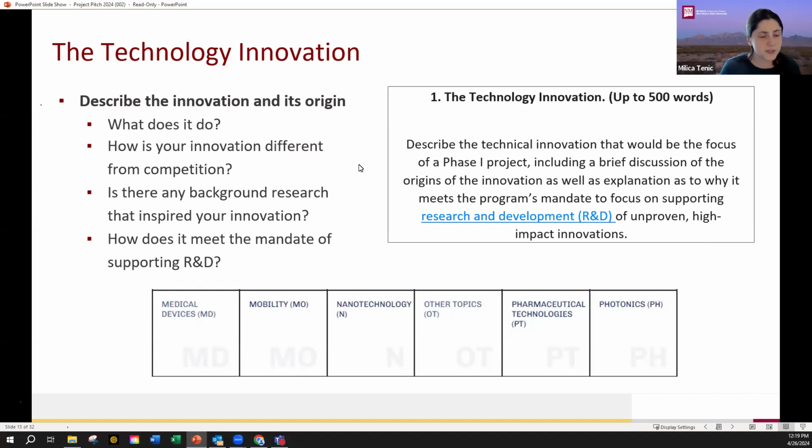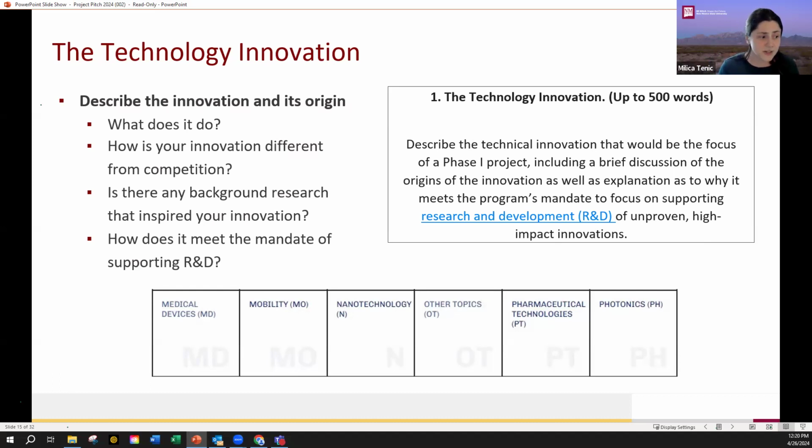And in this section, I always recommend for folks to also include at least one sentence to describe how it meets the mandate of supporting R&D. Leverage the definition of R&D that you saw a few slides ago, and really align that with the work that you're doing.